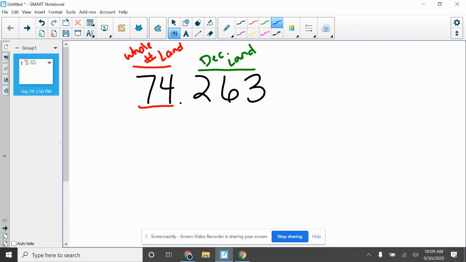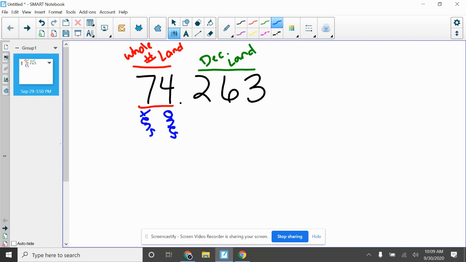Okay, let's start with what we should know. Sophie, give me the places of the 4 and the 7. The 4 is the 1, and the 7 is the 10. Good. And I could keep going, right? If I had more digits on that side, I could keep going listing their places.